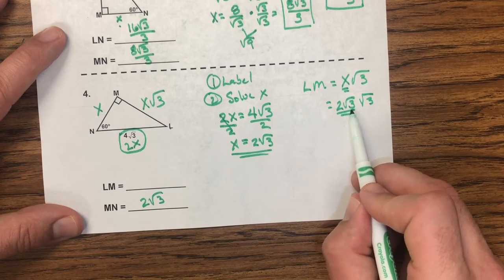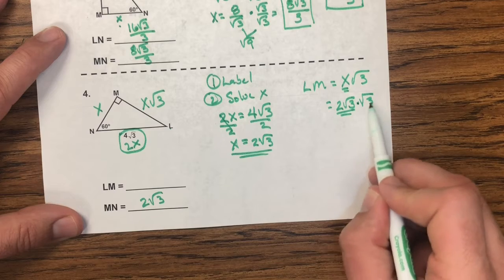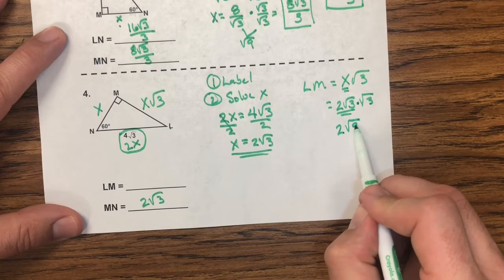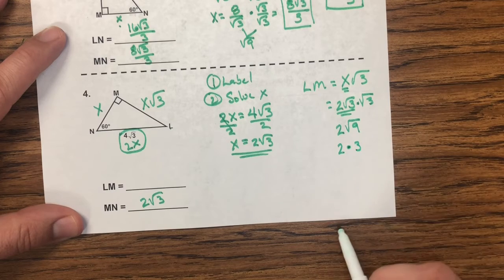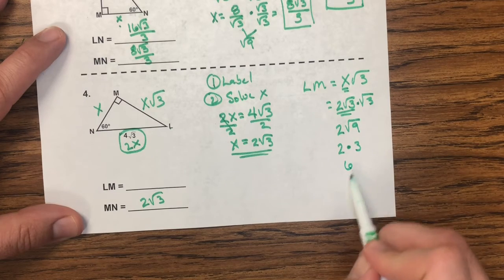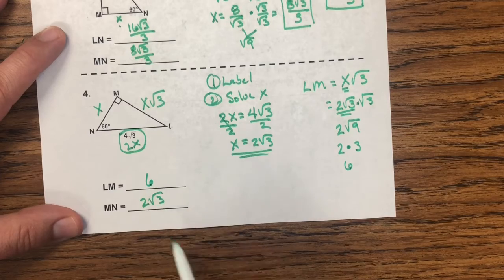Now, 2 square root of 3 times square root of 3, we can multiply our square roots together. We get the square root of 9. The square root of 9 is actually 3. Now 2 times 3 is 6. So LM is 6.